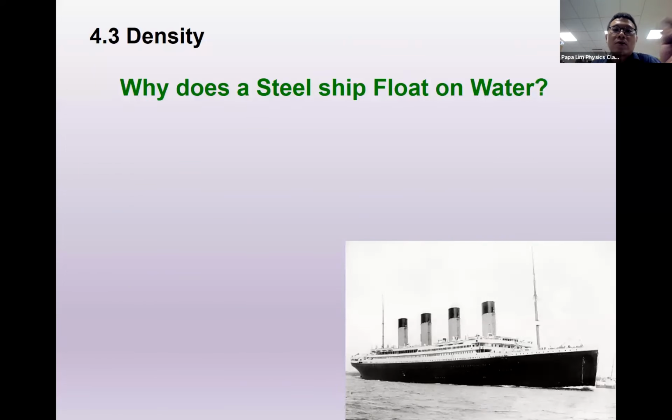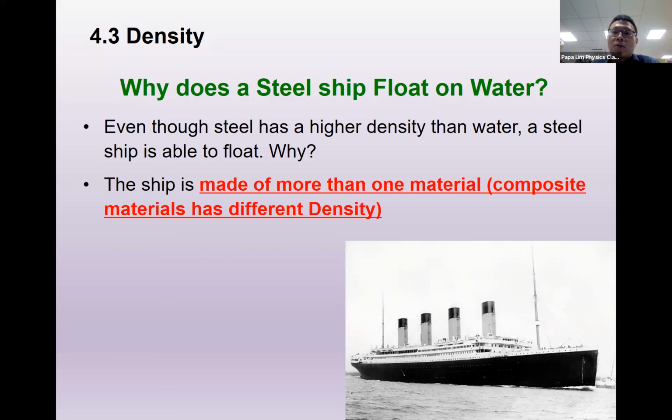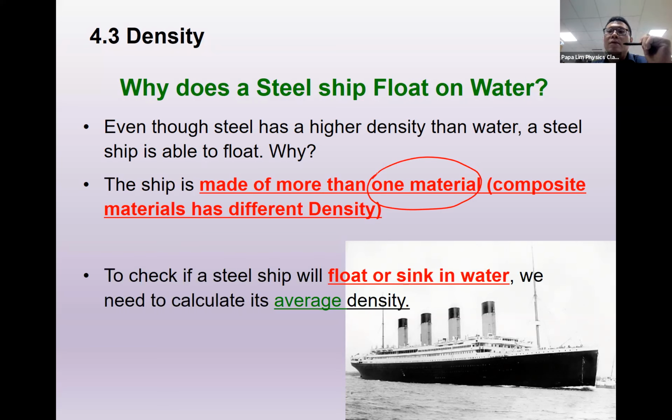Same thing when I talk about steel ships at the very beginning. Why are ships able to float on water, even though they are heavy? One reason is that a ship is made up of not just steel, but of different materials, and these different materials have different densities. The composite could be partial steel, some wood inside, even air. It could have cabins of air or containers of air built inside the ship as flotation. Together, this is what we call a composite material.